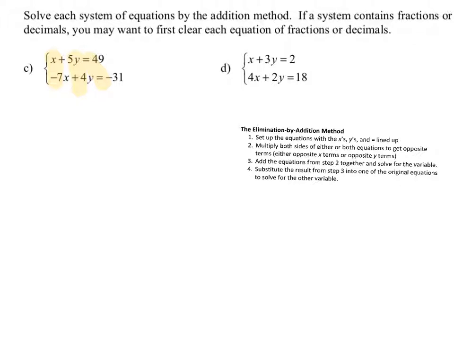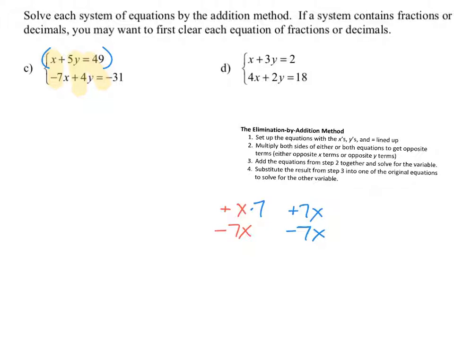So we're going to have to multiply both sides of either or both equations so that we end up with opposite terms. So looking at the x terms, since the x terms I'm considering here are a positive x and a negative 7x, I want them to be opposites. And one way to do that is to multiply the first equation by 7. So if we were to multiply x by 7, we would get a positive 7x, and we already have that negative 7x. So in order to make those opposites, we're going to multiply the entire first equation by 7.